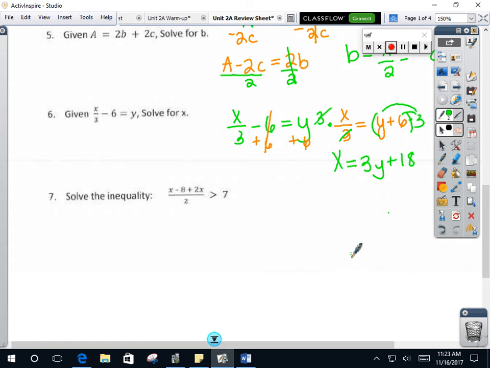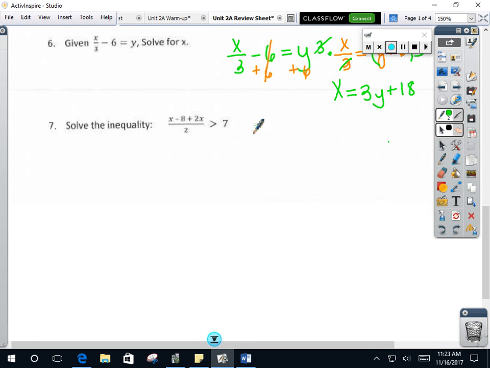All right, number 7. x minus 8 plus 2x, divided by 2, is greater than 7. Okay, you could do that first. Or there's another thing you could have done first. What else could you have done first? We could have combined these like terms. So in the next step, since the 2's are gone, I'm going to go ahead and combine the x and the 2x to make 3x on this side. And then on this side you have 14.